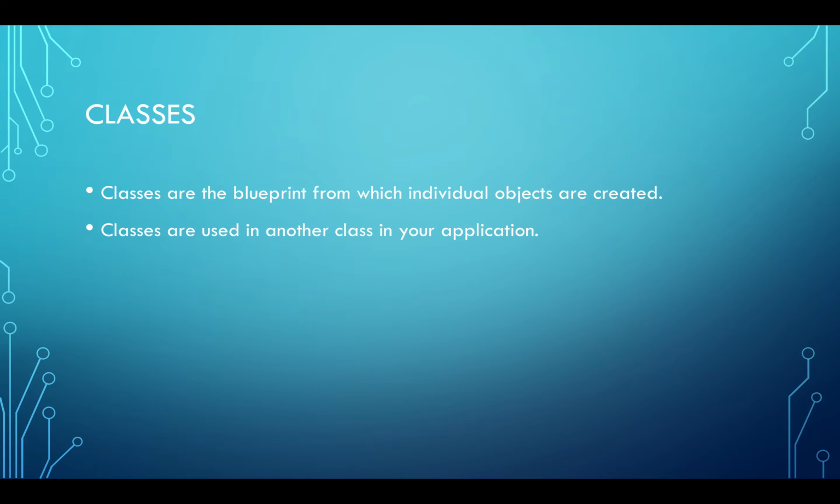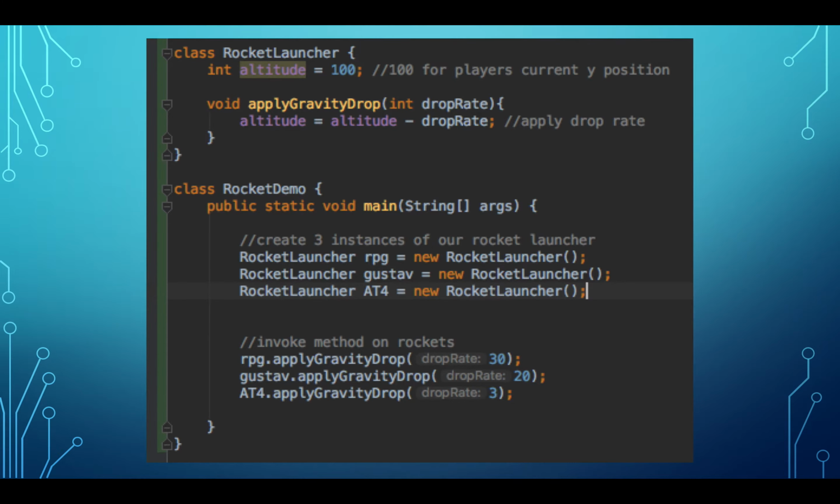So classes are the first part that we're going to get into, which are the blueprint from which individual objects get created in object-oriented programming. When you have a class, it is usually used within another class in your application, and like I said, they're the blueprints, so they provide some basic functionality.